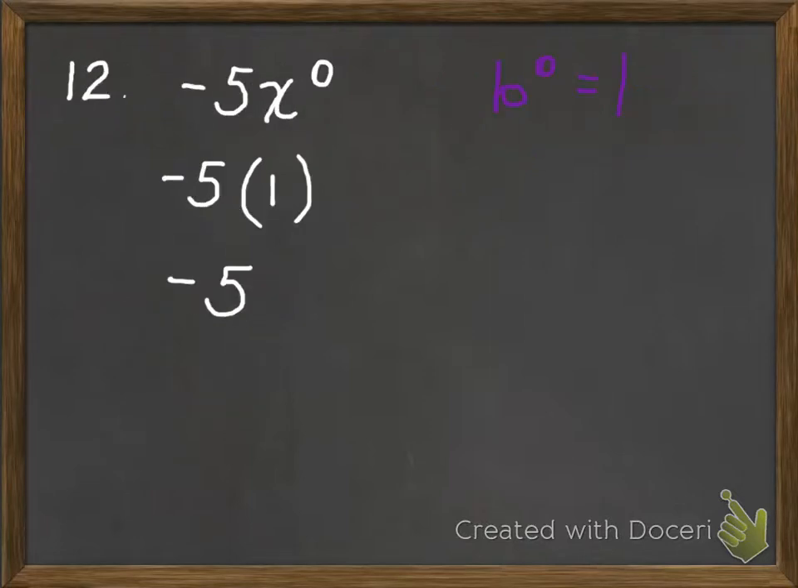And finally, number 12 is a problem to simplify using the zero exponent rule. The zero exponent rule is some base to the power of 0 is equal to 1. Well, that means that x to the power of 0 converts to 1, and we have minus 5 times 1, which is equal to minus 5.